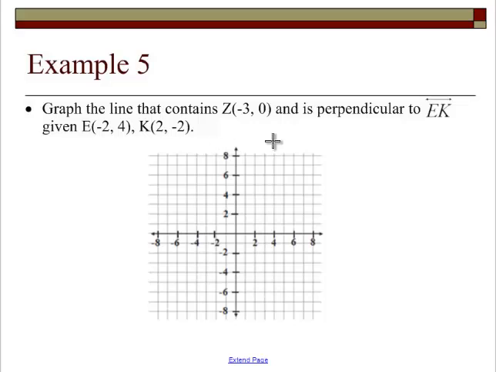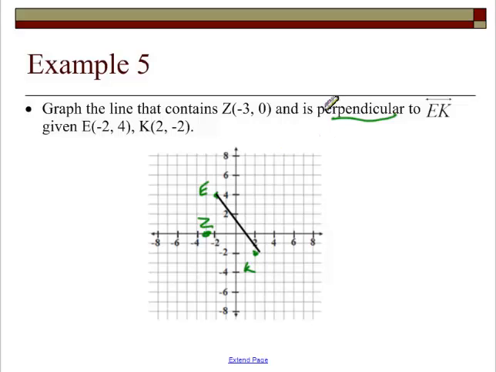Okay, graph the line that contains negative 3, 0. Let's go ahead and just plot negative 3, 0 while we're here. Point Z, and it needs to be perpendicular to EK. And EK has points negative 2, 4, and 2, negative 2. So let's just go ahead and just draw in that line real quick. I'm just going to draw it in as a segment.